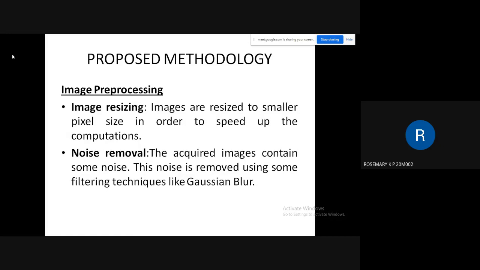The next step is image pre-processing. It consists of two steps, image resizing and noise removal. Image resizing means the images are resized into smaller pixels in order to speed up the computation. Noise removal means the acquired image contains some noise, so we have to remove it. Here we are using techniques like Gaussian blur for removing the noise.